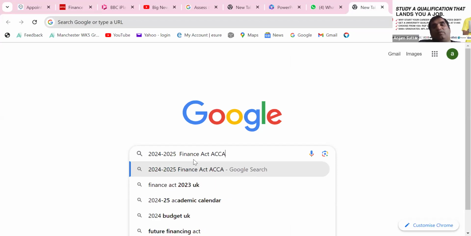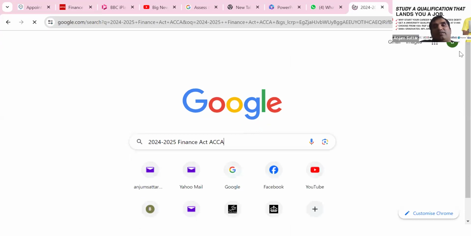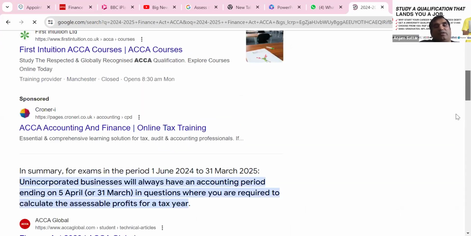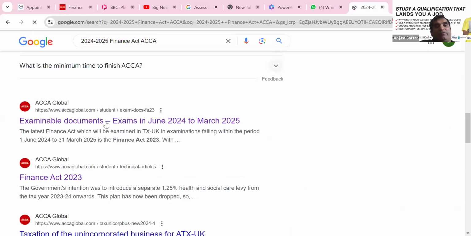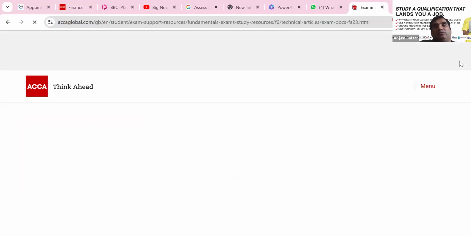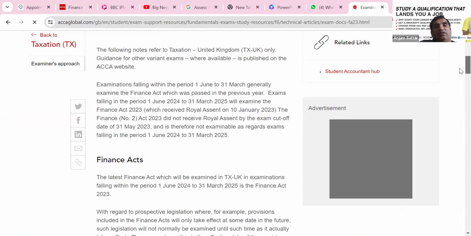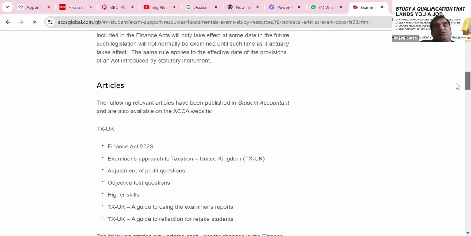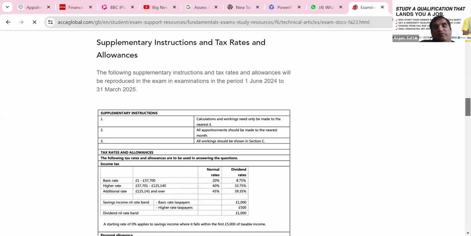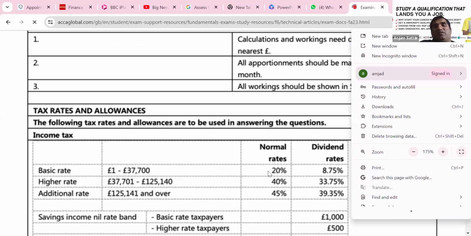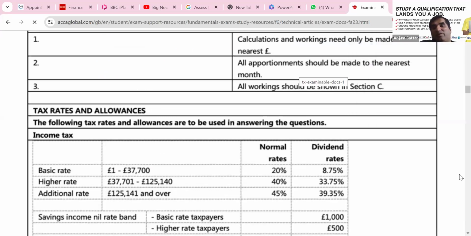Always I'm trying to use more ACCA examples. So it's always good to look around the Finance Act 2024-25 and go through it. And these Finance Act examples, I'll share with you the articles and a few examples. So here, the Finance Act 2024-25. Hope you can see. So as we mentioned, the rates have not really changed, they stay the same.